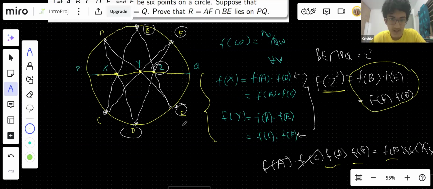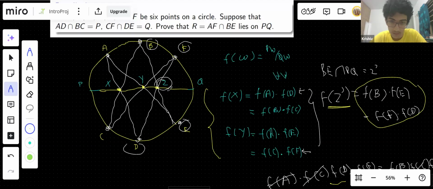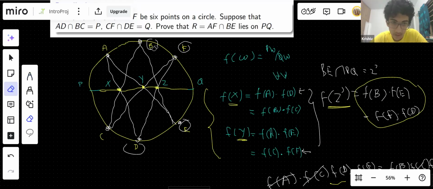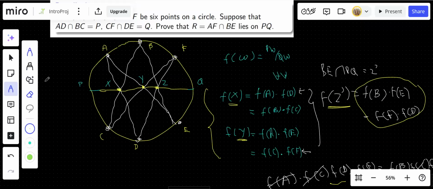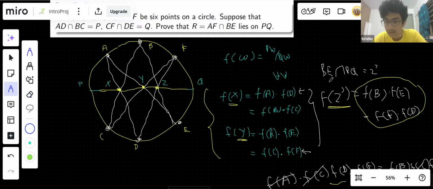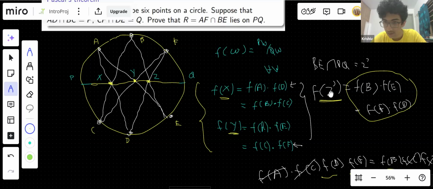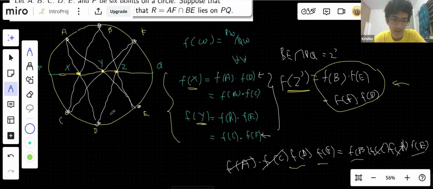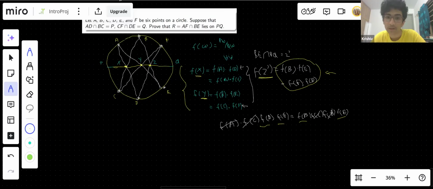Now what we realize is that z, the point that we want to lie on xy, is exactly defined by BE and FD, right? BE and FD. Their intersection is unique. So we define z dash to be the point such that BE intersects PQ, and since these two are equal, we get that FD also intersects at the same point that BE intersects PQ. Hope that's clear.